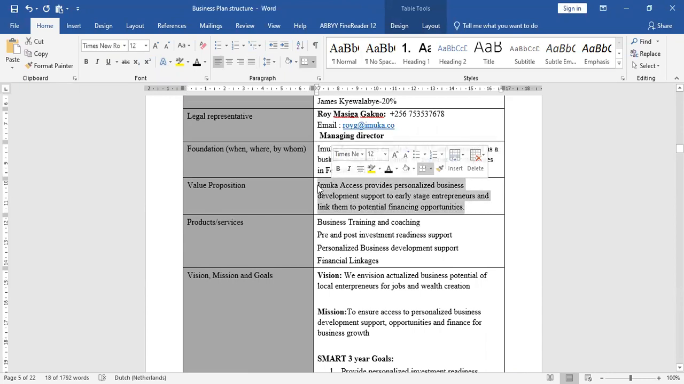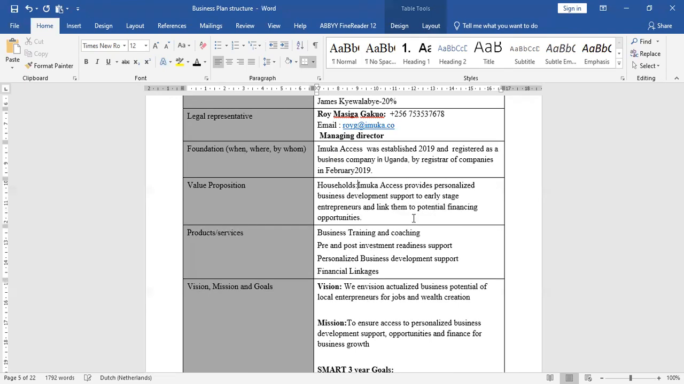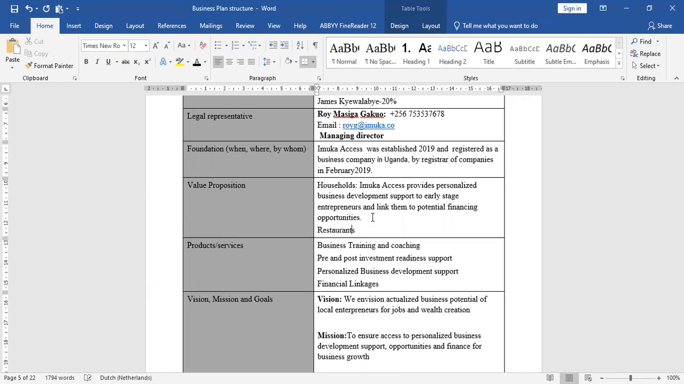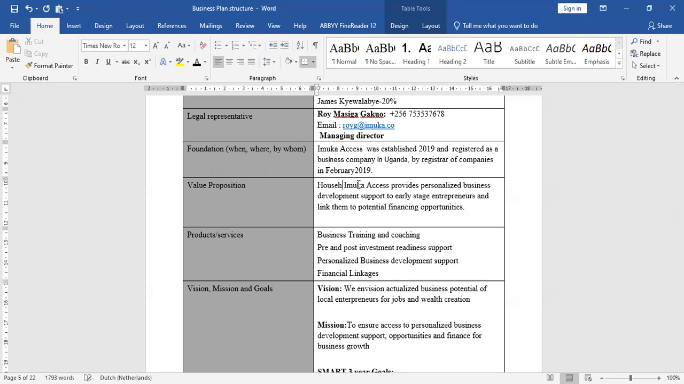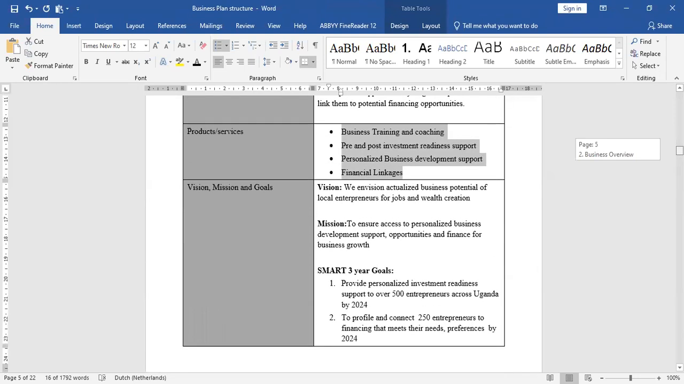For those of you who have several, you will say, okay, for these people, maybe for households, this is our value proposition. Okay. For restaurants, this is our value proposition. Okay. So just in case you have several different value propositions, it's also fine. All right. What products and services? You can put your products, and you can even mention the price or the cost at a glance if you want. Okay, vision, mission, goals. You can put your vision, mission.